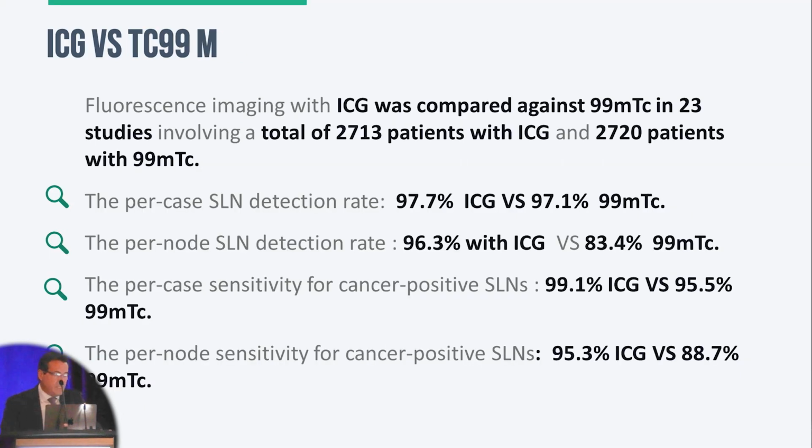When we compare ICG with technetium, we found in 23 studies that include 2,700 patients for ICG and almost the same for technetium. Upon analyzing the Sentinel node detection rate per case, we found that the identification rate is almost 98% for ICG and 97.1% with technetium. When we analyze the same rate per node, it is 96.3% with ICG and 83.4% with technetium.